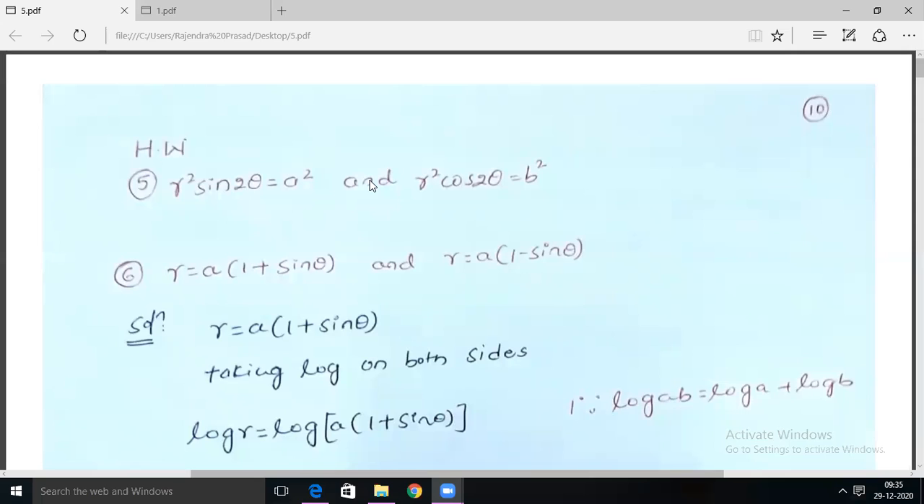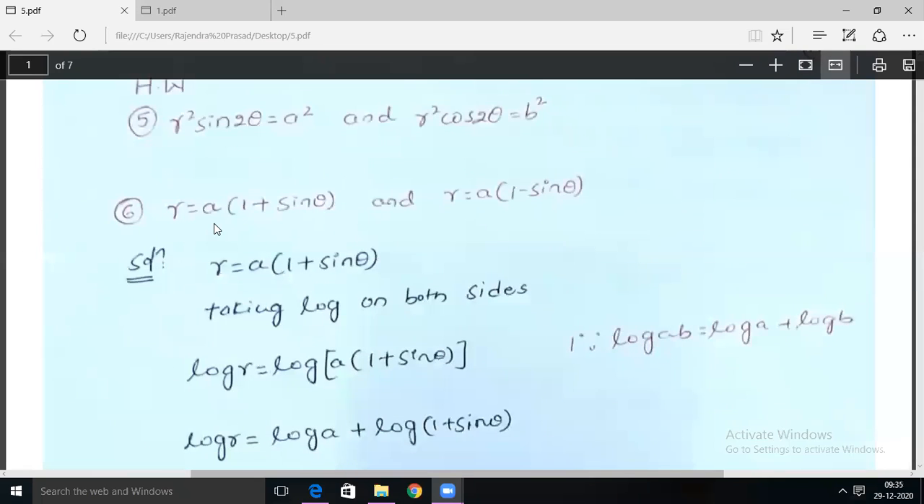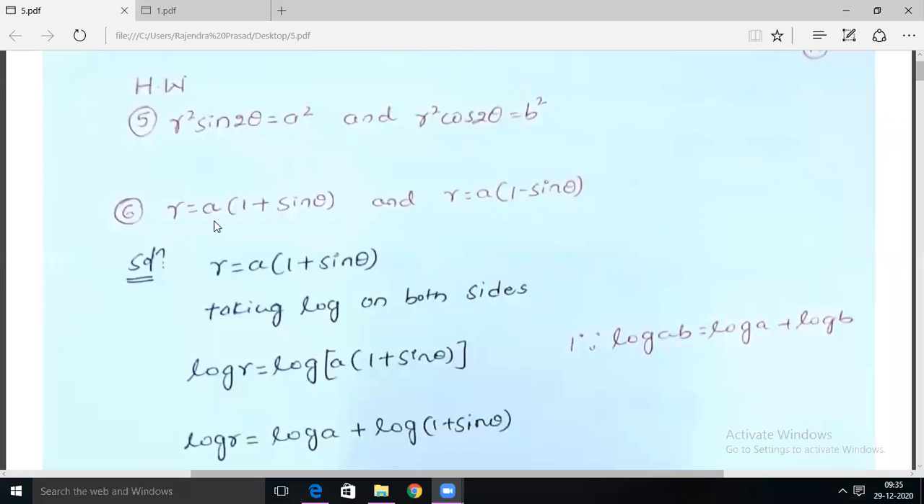Next, problem number 6: r = a(1 + sin θ) and r = a(1 − sin θ). Here also we have to show that the two polar curves intersect orthogonally. So the answer should be π/2, right?